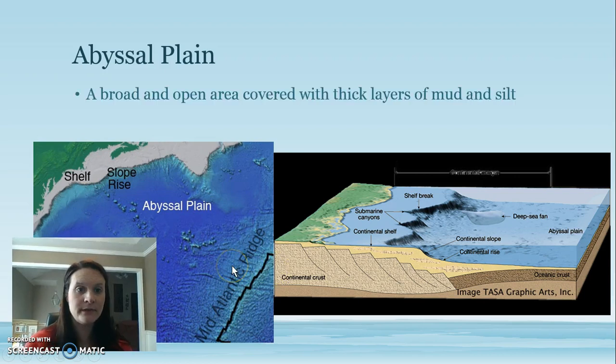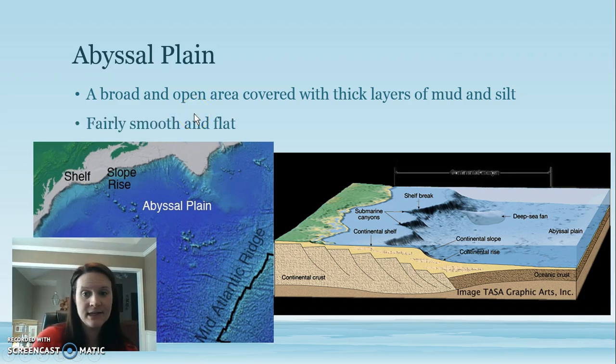Most of it is going to be the abyssal plain. This is a very broad and open area covered with thick layers of mud and silt. This is what we assumed the whole ocean floor to be like before we had discovered the Mid-Atlantic Ridge and all of those mountains and canyons that exist. We always just assumed it was flat nothingness, and that's what the abyssal plain is like. Pretty smooth and flat. Most of the ocean is the abyssal plain. But let's talk about some other interesting features.